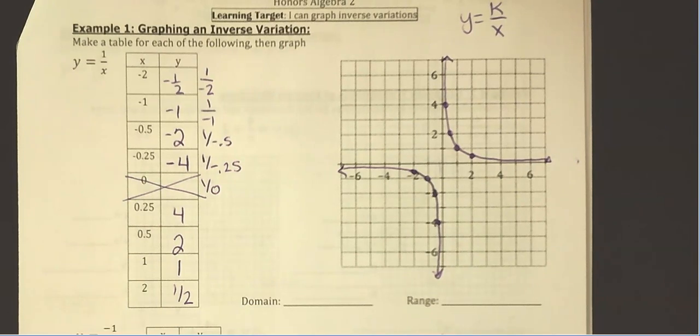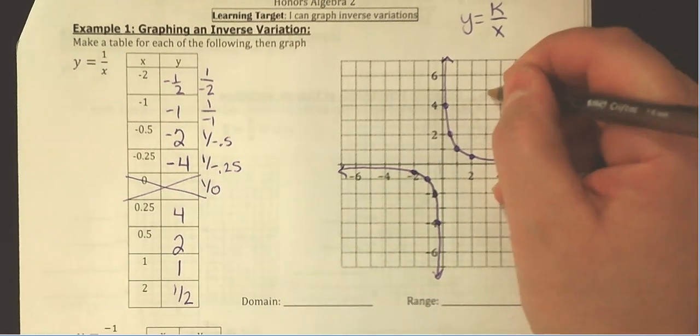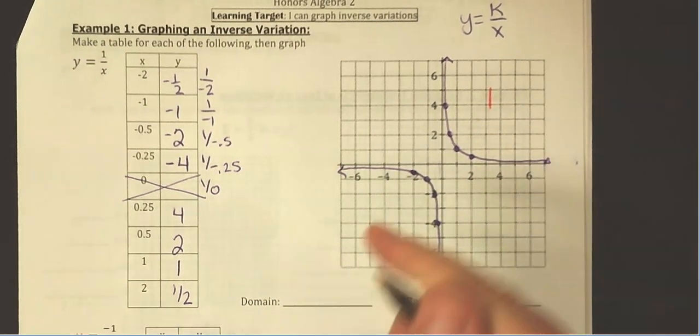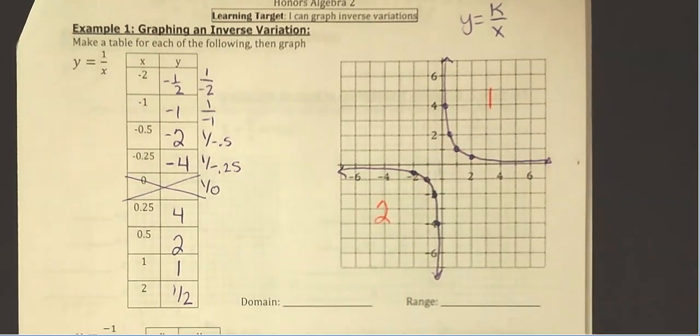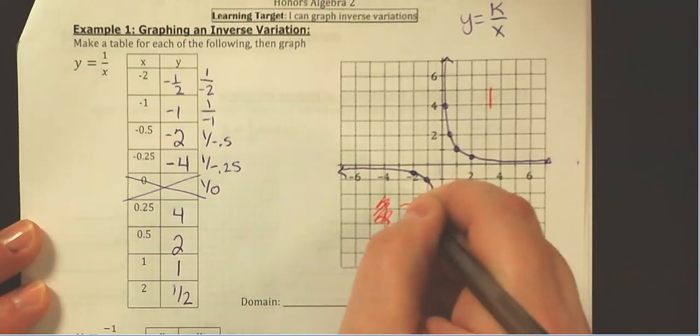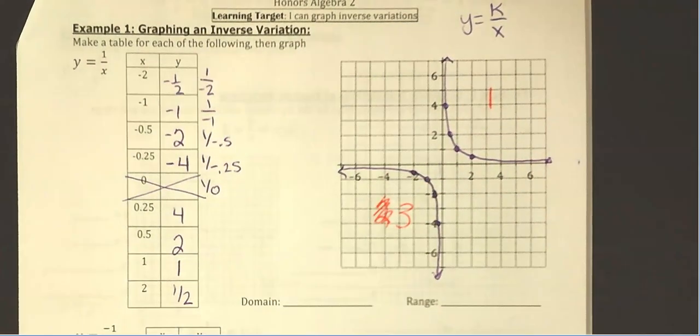And let me label these really quickly. So this branch is in quadrant 1, and this branch is in quadrant 2. Oh my gosh, sorry, this branch is in quadrant 3. My fault. That's quadrant 3.